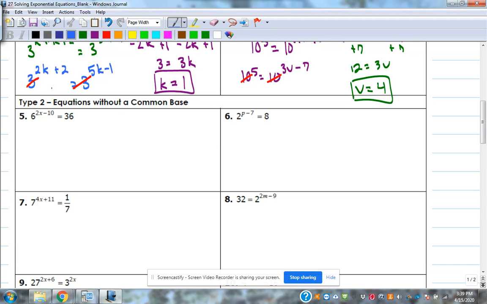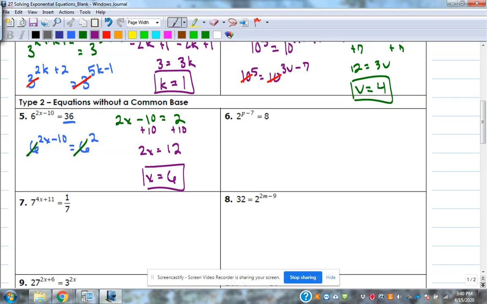So with number 5, you got a 6 as the base on the side with the variable. And can I rewrite 36 as 6 to a power? We happen to know that 36 is 6 squared. So this is 6 to the 2x minus 10 is equal to 6 squared. And now the bases are the same, so I can drop them and get 2x minus 10 is equal to 2. Solve that problem. Add 10. 2x is equal to 12. Divide by 2, and x is 6.